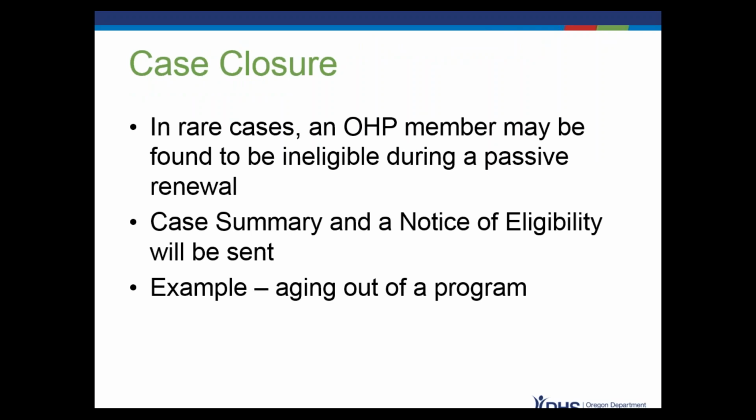In rare cases, some members may be found ineligible during a passive renewal. As a note, that notice of eligibility will have either an approval or a denial, a closure of benefits. So that case summary will still be sent. The notice of eligibility will mention that coverage will close. And this is not going to happen very often. One example is if someone is aging out of a program. If there's anything that we need to verify with documents, they will not get a closure until after those documents have been processed.